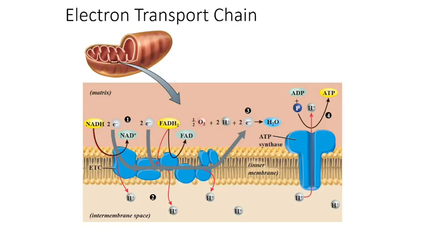The third process that happens in the mitochondria is the electron transport chain, and the electrons are being transported and creating energy. So from the electron transport chain, we can get 32 to 34 ATP.